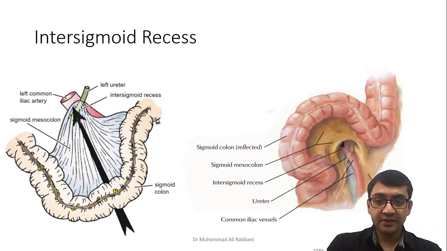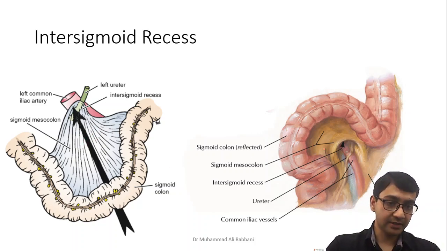Sigmoid colon attachment was an inverted V shape. So if we pick up the sigmoid mesentery, the space that is beneath this V is known as the intersigmoidal recess. If we pick up the sigmoid colon, you can see that intersigmoidal recess right here.